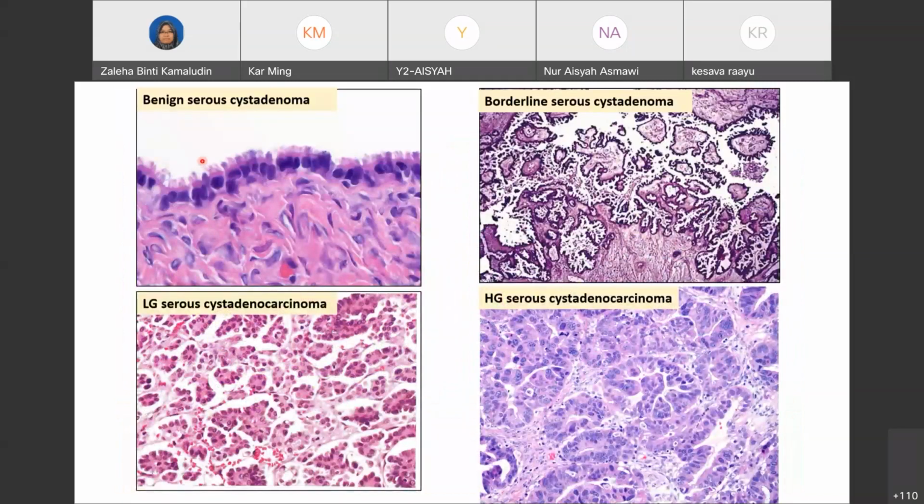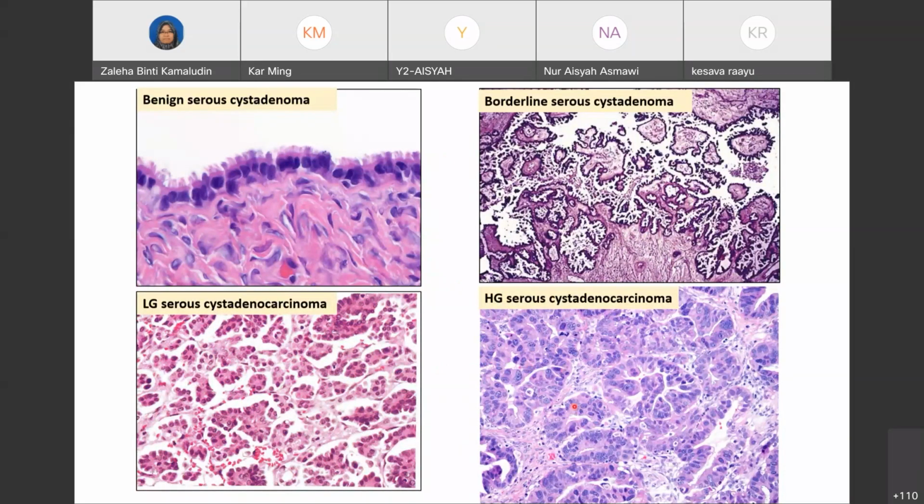So in summary, for the serous tumor, because this is the most common tumor: the benign one is lined by simple cuboidal epithelium with cilia. The borderline shows more proliferation, with hierarchical proliferation. The low grade serous tumor can arise in a glandular pattern or a papillary pattern, but the nuclear atypia is lesser in comparison with the high grade.